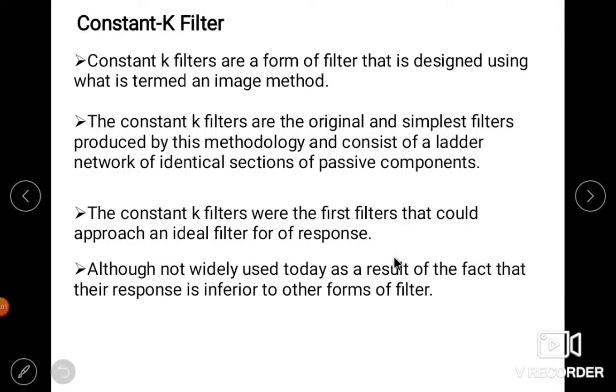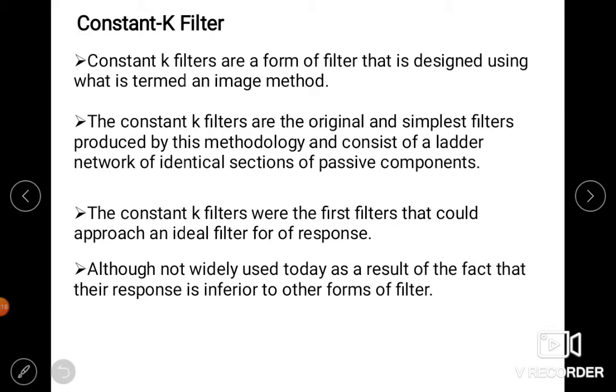Hello student. Today's topic is the constant K filter. This is the fourth lecture of the series on filter circuits. Today we are going to discuss the K constant filter.